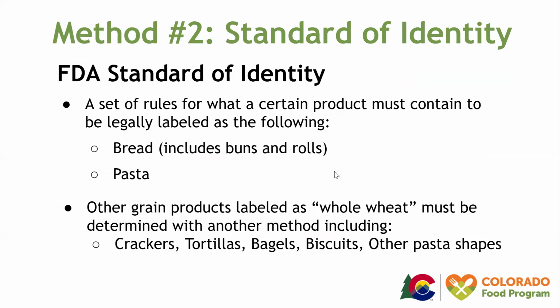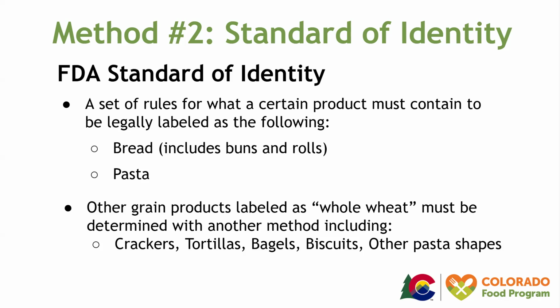Alrighty, so method number 2 is called the standard of identity. The FDA, or the Food and Drug Administration, has a set of rules for what a product must contain to be legally labeled as whole wheat. And this only applies to bread products, including buns and rolls and pasta. All other grain products labeled as whole wheat must be determined using another method.